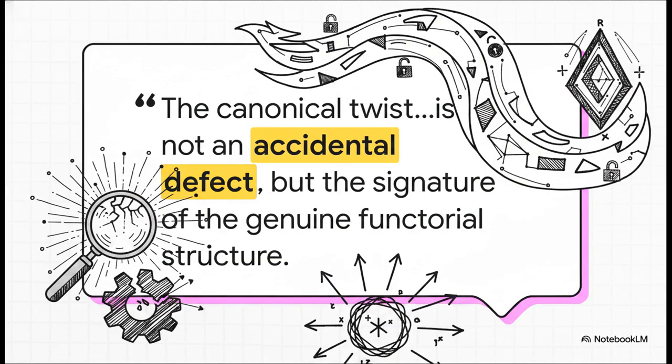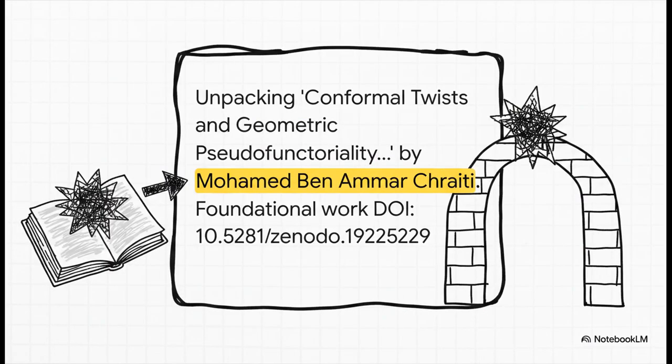In this quote right here, it gets straight to the point. It talks about a canonical twist that looks like an accidental defect. You know, something you'd want to fix. But it turns out it's the main event. It's not a bug, it's the signature of how things really work. It's a clue.